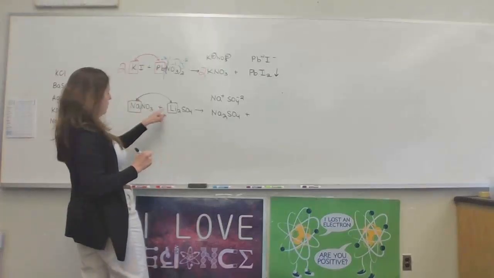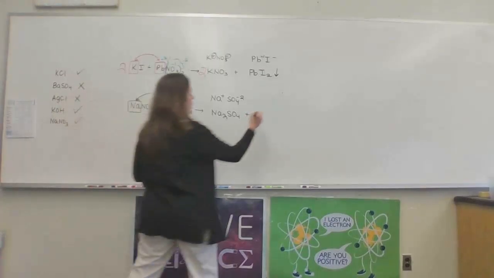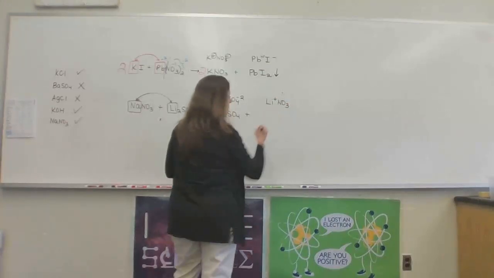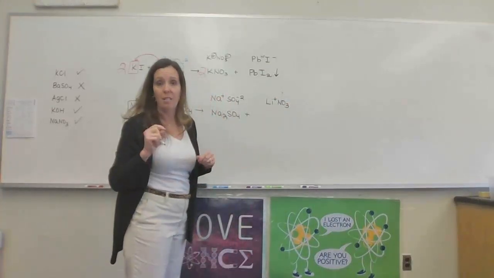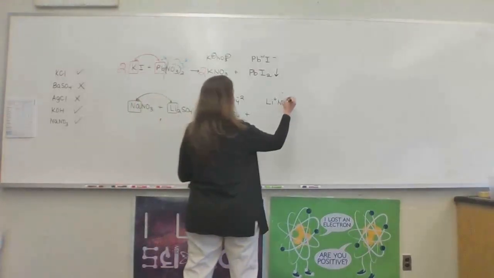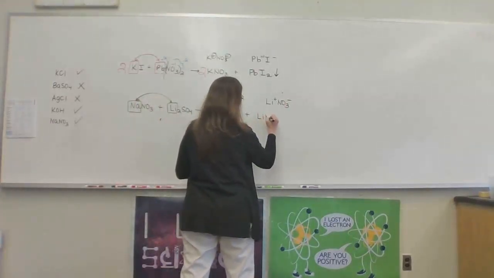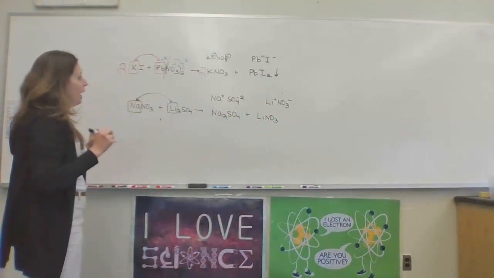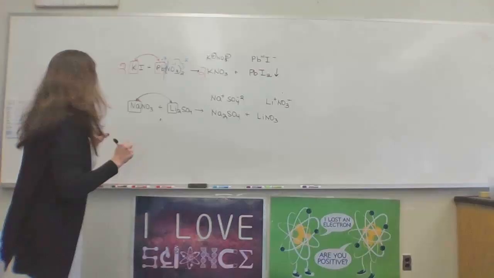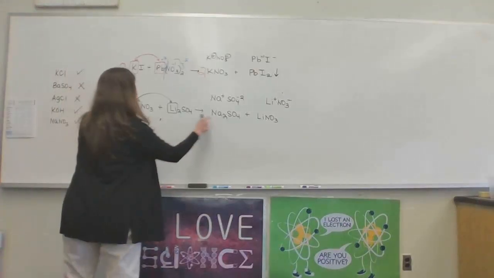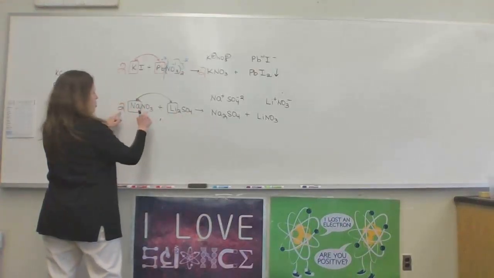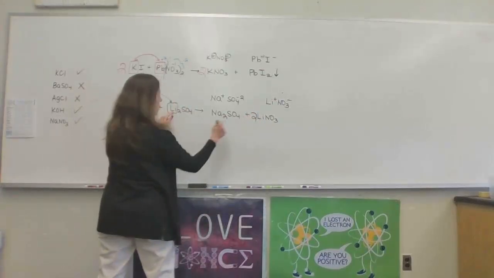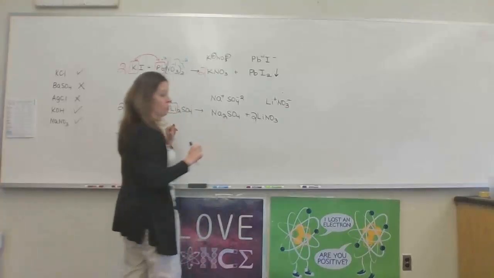And then I can have lithium hooking up with nitrate. Lithium gets a charge of +1 because it's in the first column. Nitrate is -1. They balance out. Now I'm looking at everything. I need to balance my equation. 1 sodium, 2 sodiums. 2 nitrates, 1 nitrate. So I put a 2 there. 2 lithiums, 1 sulfate, 1 sulfate.